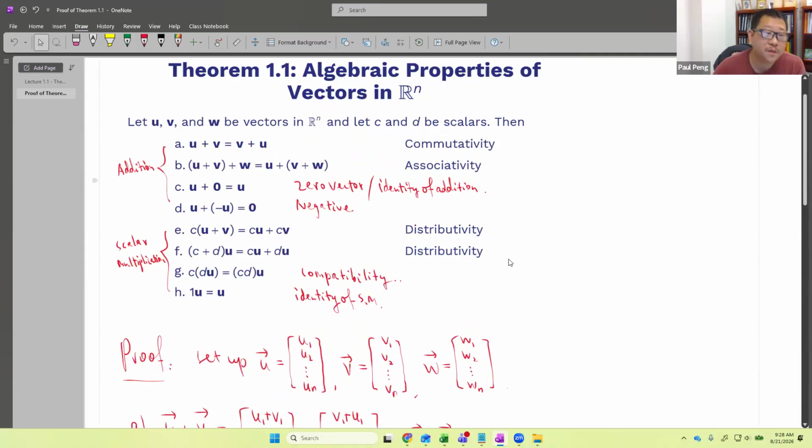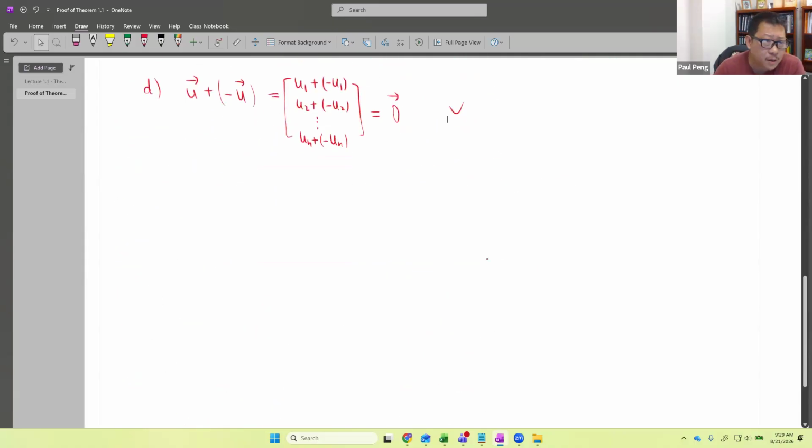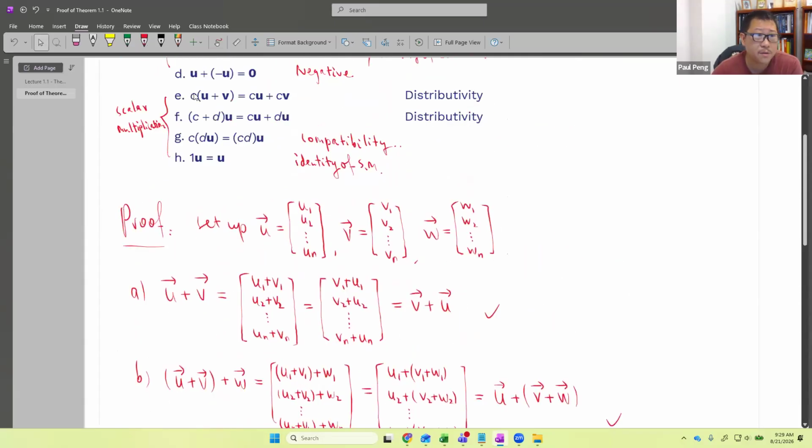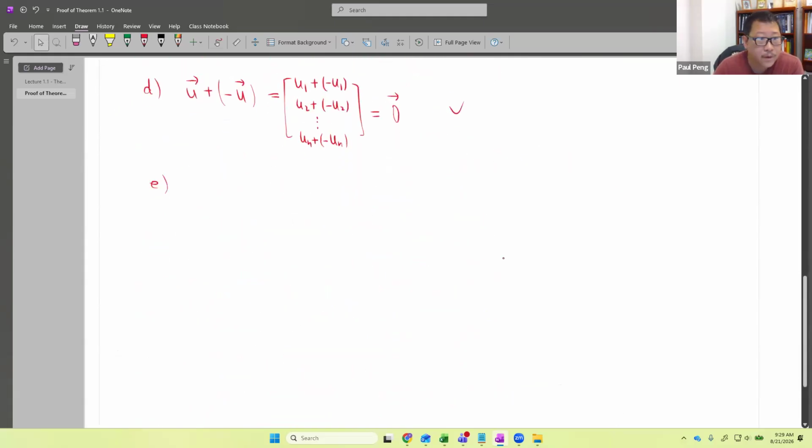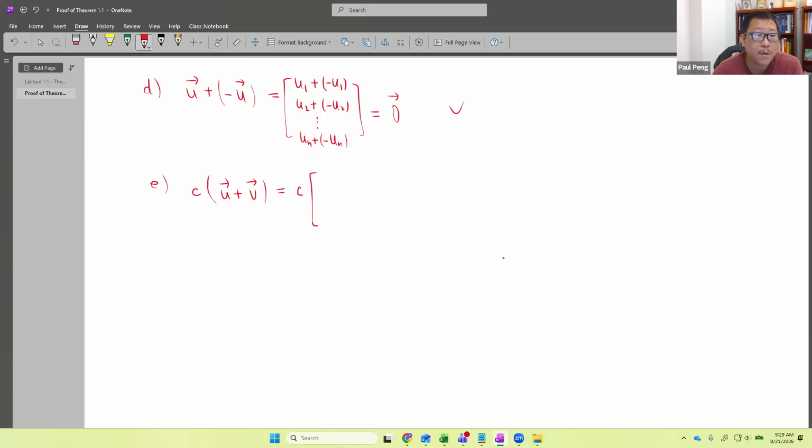And the distributive property. So let's look at the distributive property now. We distribute a scalar number, let me see, it's called C, right? Yeah, we distribute C to u and v. C times u plus v. How can I get it? Definitely it's C times the sum of the vectors, which is u1 plus v1, u2 plus v2, goes on to un plus vn.